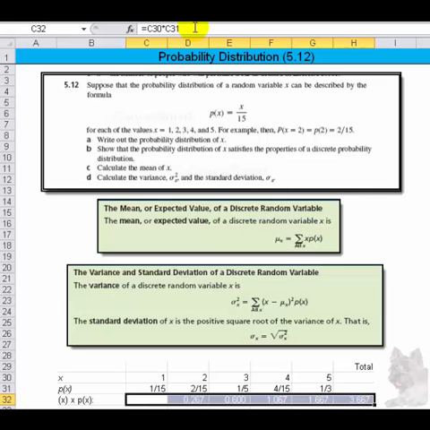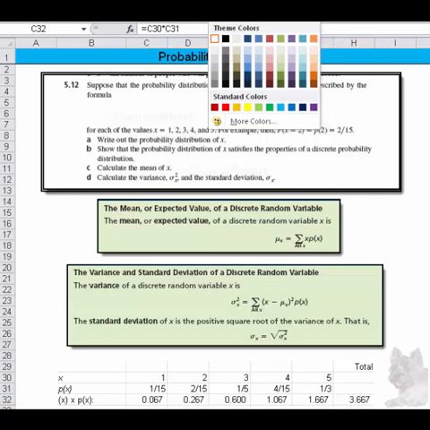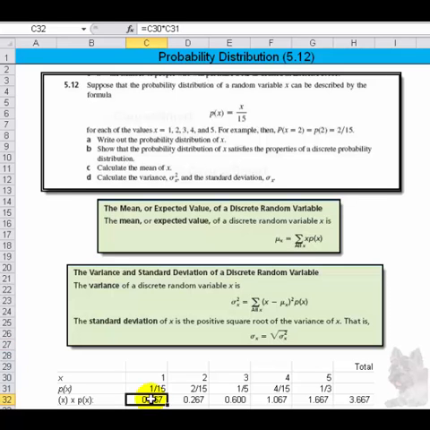I worked this ahead of time. Let me bring this to light and you'll see what I did. If we hit F2, we take the value in cell C30 times C31. You can also look up here and see it. We come up with a value, then we just copy that across. It's simply multiplying x times the probability of x and summing it. So here's my sum, and we come up with a mean of 3.667.